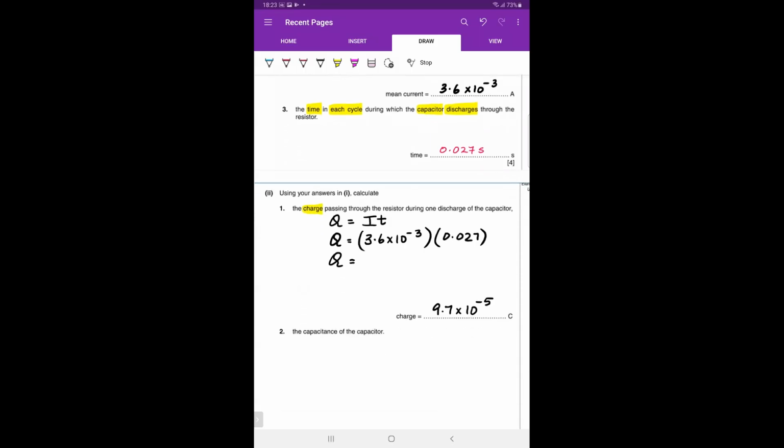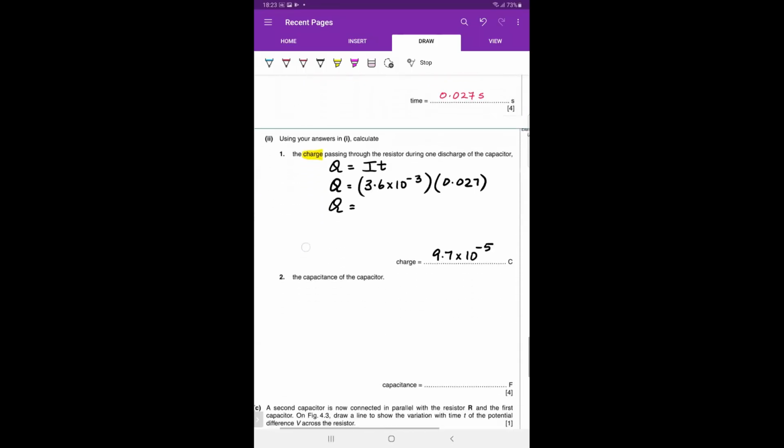ठीक है हारिस. ओके, सो चार्ज का रिजल्ट आ गया. एंड लास्ट पार्ट के अंदर how can we calculate the capacitance of the capacitor? So this is based on the previous topic. मैं लिख दूं इनकेस अगर आपको याद ना हो तो.